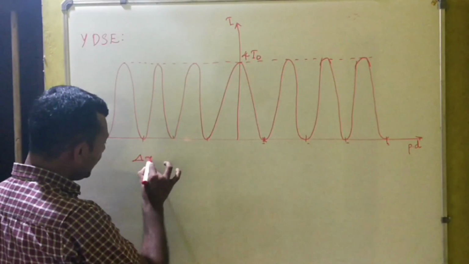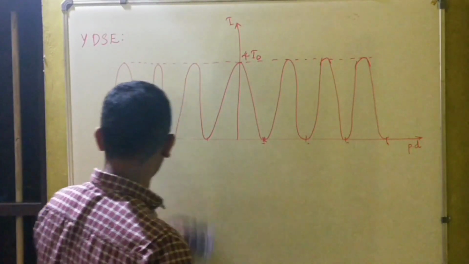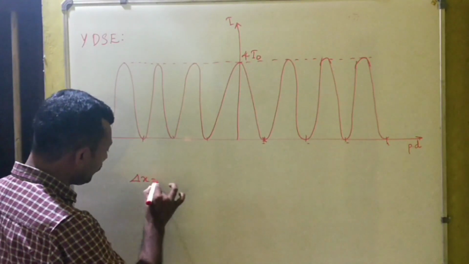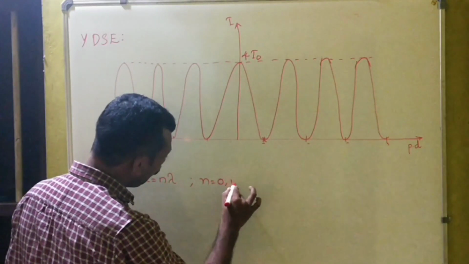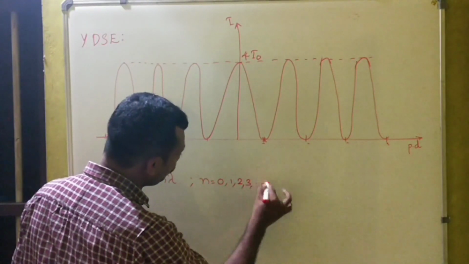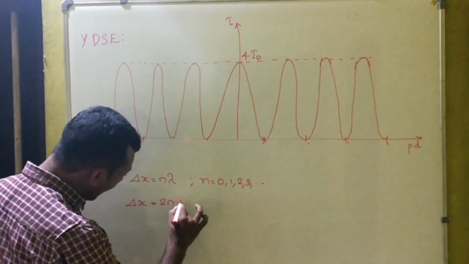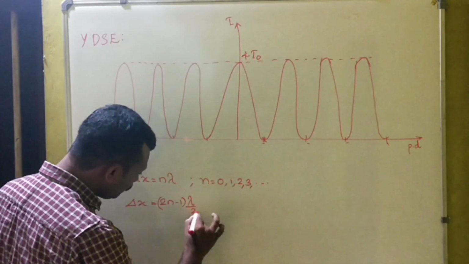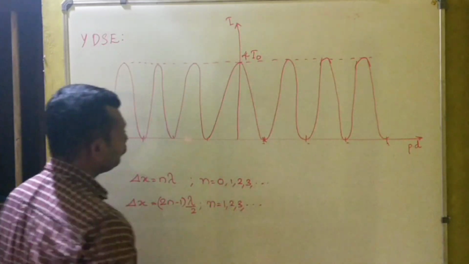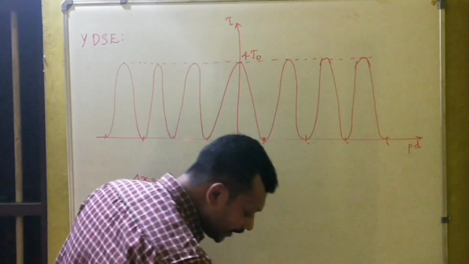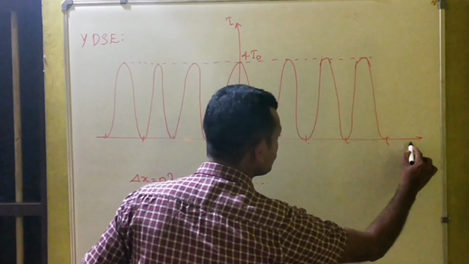We know that delta x is equal to n lambda for a bright band, where n takes the values 0, 1, 2, 3, etc. And delta x is equal to (2n minus 1) lambda by 2 for a dark band, where n takes the values 1, 2, 3, etc. Let us identify the positions of the bright bands. This is delta x.